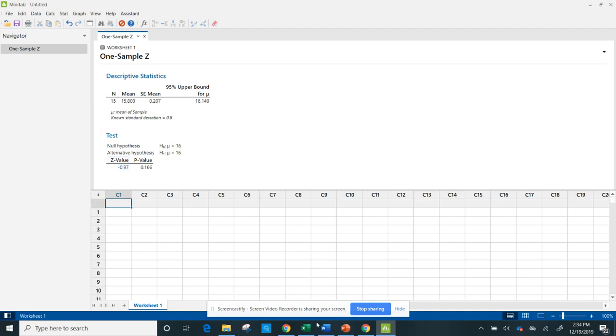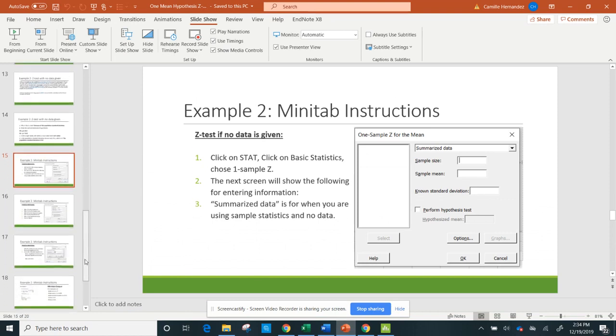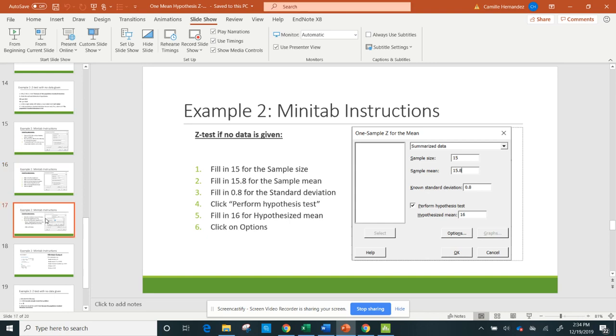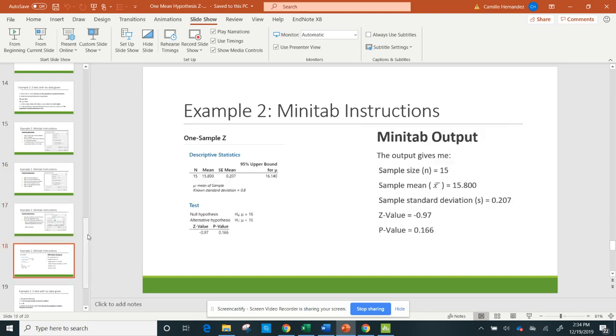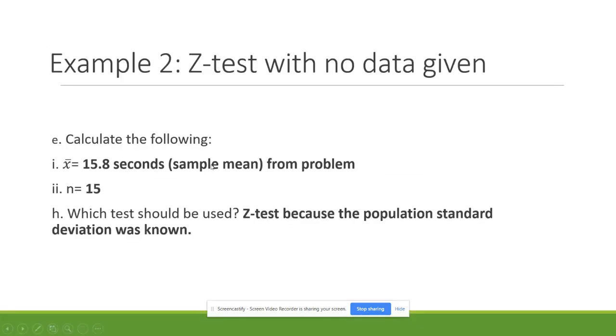So let's go back to our slideshow. All right, so again, I also have in the PowerPoint how to put stuff in. And if you can see here, I have the same values for the Minitab instructions. And if you want to, here I walk you step by step how to do it. So I've got my Minitab stuff. So let's keep going with what I have.